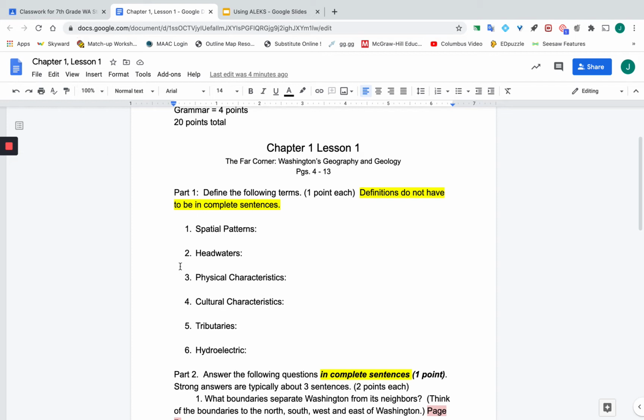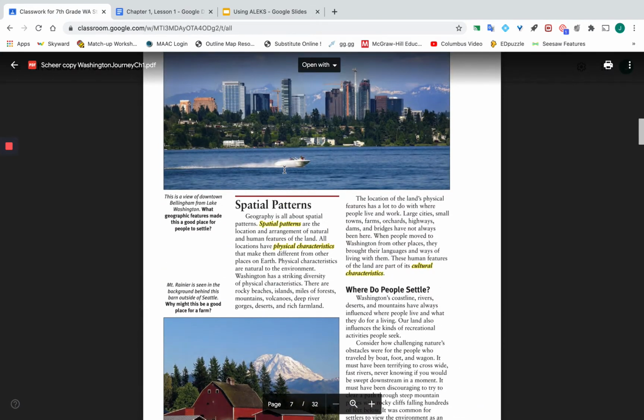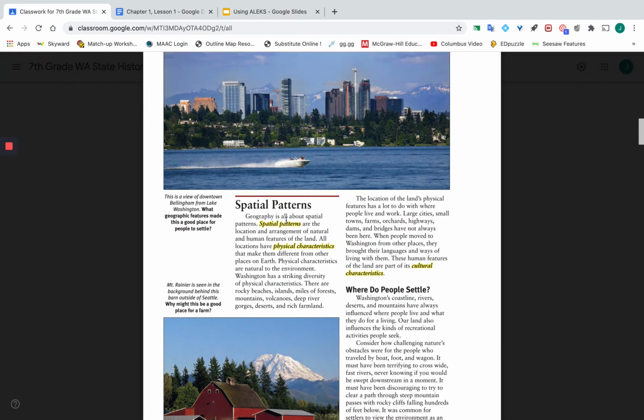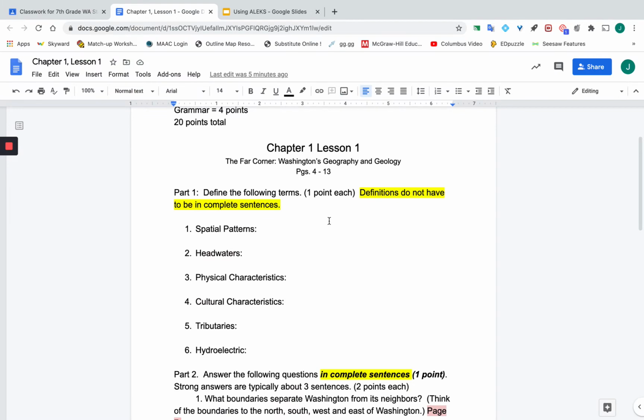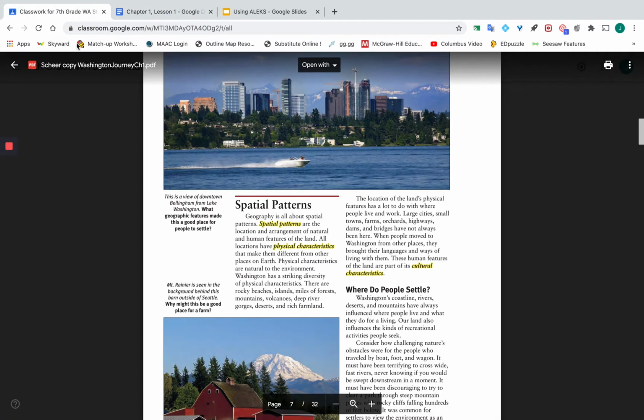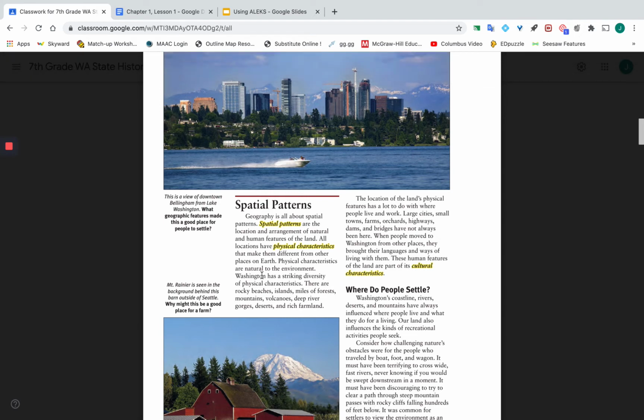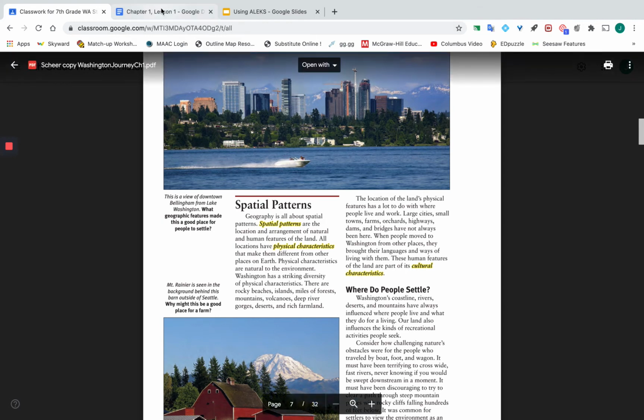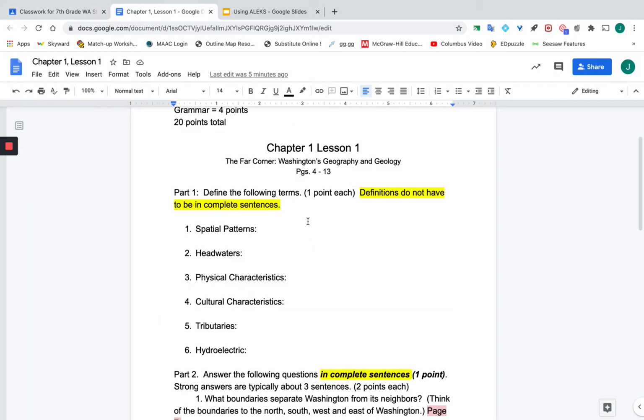For almost all of the words in your definition section, you have 2 choices. You can go back to the book, and you can find where the word is highlighted, so in this case spatial patterns, and the location arrangement of natural and human features of the land, so you could write that. Or you are welcome to Google the definition word and then put it in. However, sometimes it's the wrong context. So if it was me, I would just look at the worksheet. When you come across a word that's one of your definitions, I would just write it in.